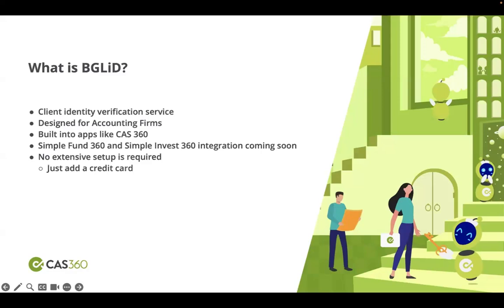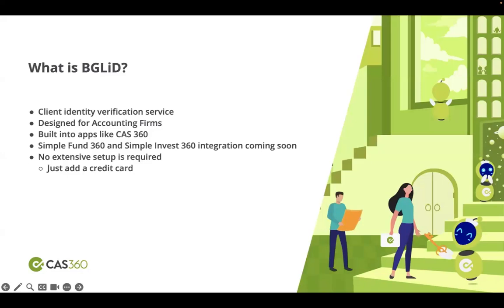So BGLiD is built into these applications, meaning there's no extensive setup required on your end. You can simply verify client identities directly within CAS 360, and integration with Simple Fund and Simple Invest 360 is on the way for early next year. Our goal was really to create an ID platform where data can be shared across applications. This really means that you don't have to verify the same identity multiple times in different applications. So once you have verified, the results can be shared across platforms instantly.